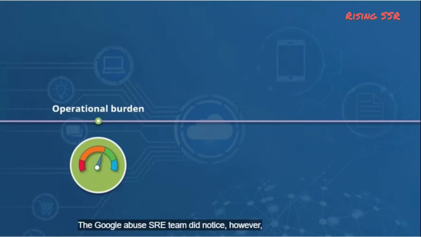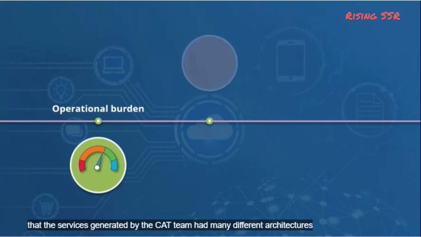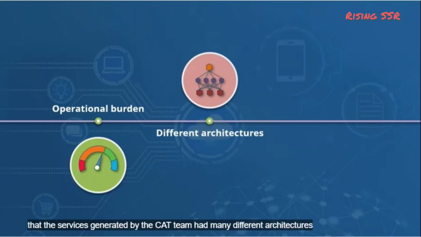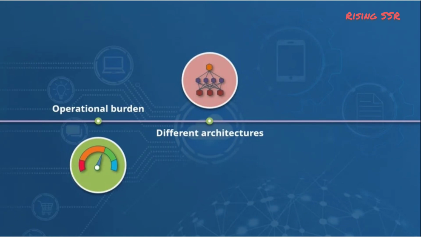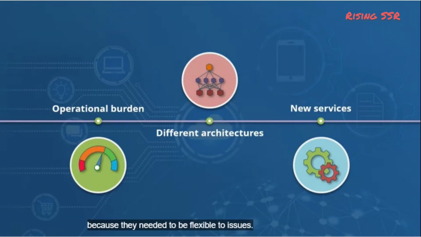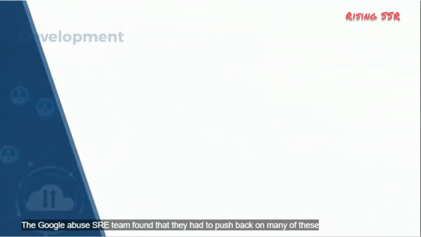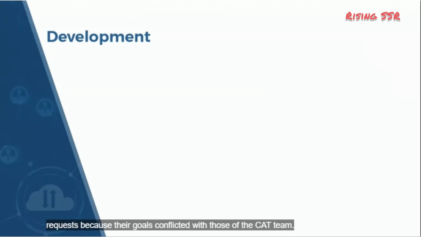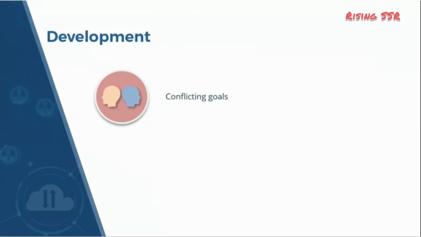The Google Abuse SRE team did notice, however, that the services generated by the CAT team had many different architectures that added complexity to the operational work that they'd taken over. Further, the CAT team was making requests to build new services quickly because they needed to be flexible to issues. The Google Abuse SRE team found that they had to push back on many of these requests because their goals conflicted with those of the CAT team.